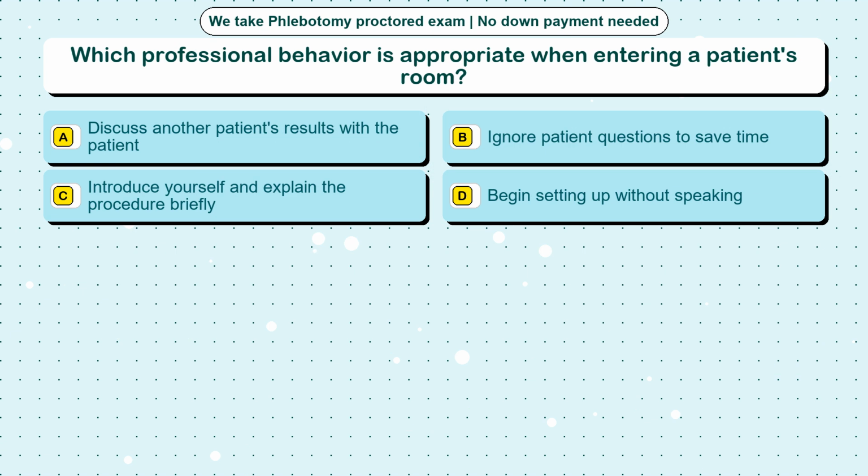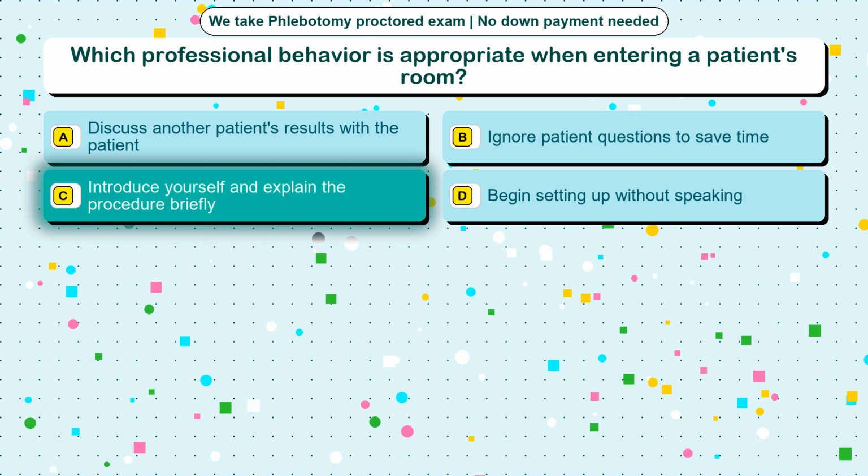Question 83. Which professional behavior is appropriate when entering a patient's room? Option A, discuss another patient's results with the patient. Option B, ignore patient questions to save time. Option C, introduce yourself and explain the procedure briefly. Option D, begin setting up without speaking. The correct answer is option C, introduce yourself and explain the procedure briefly.